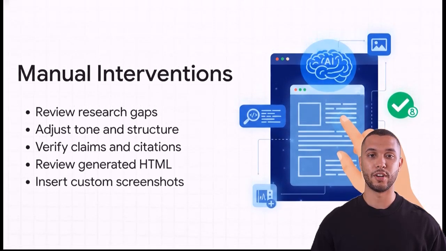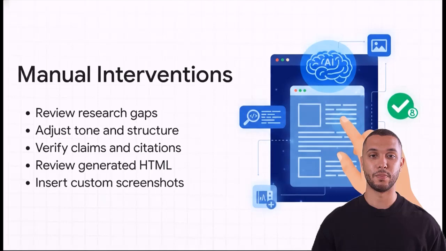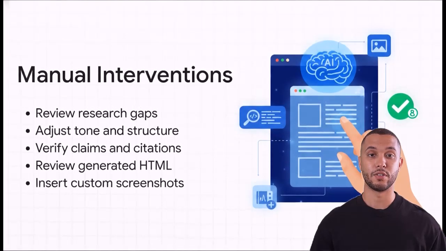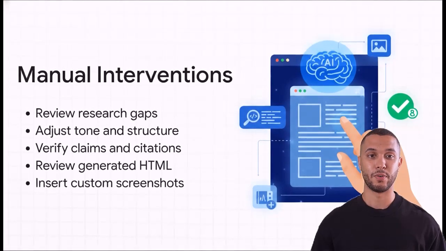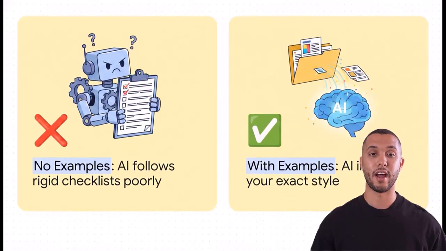You can manually verify claims and update specific citations before a single word is published. You can review the raw generated HTML code directly. You can even spot exactly where the AI suggested putting a custom screenshot, pause the pipeline, and go take that specific screenshot yourself. It's this perfect, beautiful blend of automated heavy lifting and precise human oversight.